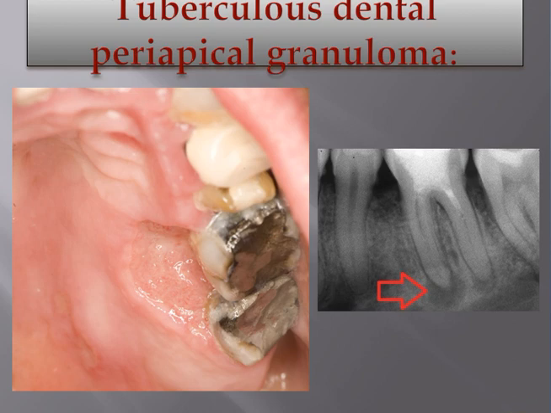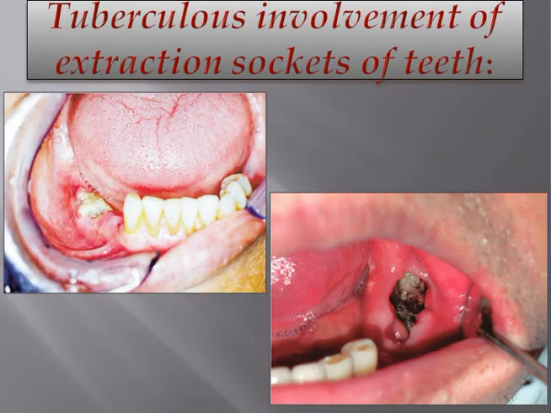The next slide is about tuberculous involvement of extraction sockets or teeth. Healing of the tooth extraction sockets is delayed and the alveolus gets filled with tuberculous granulation tissue consisting of many pink to red elevations.